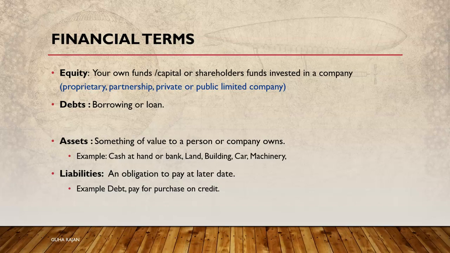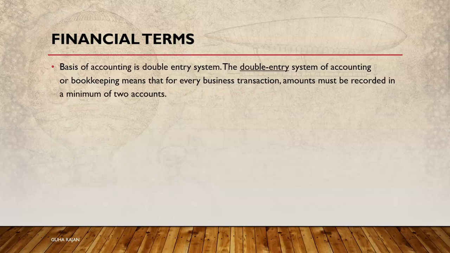So these are some of the key terms as far as the business is concerned. But even for a normal person, you need to understand what is an asset, what is a liability, what is equity, and what is debt as well. With this example, I hope it's clear. And now, as a company, you need to maintain this in a book of accounts, and that is called the double entry system. Double entry system of accounting or bookkeeping means that every business transaction amount must be recorded in a minimum of 2 accounts. So that is where debit and credit come into the picture.